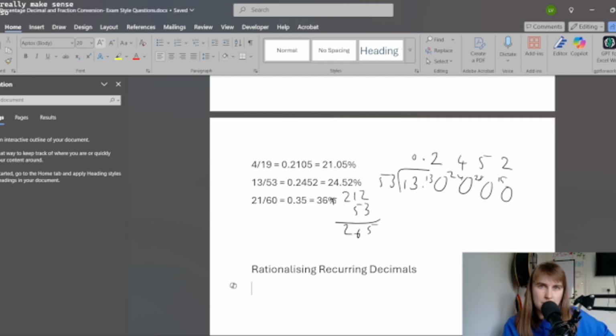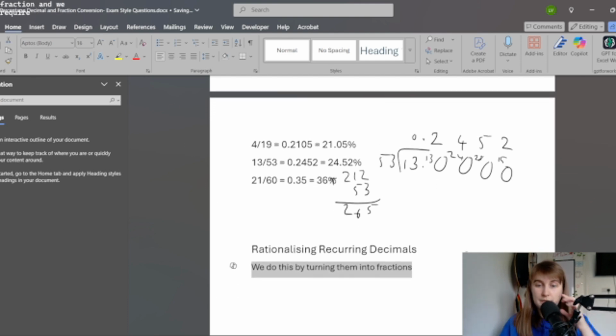So to rationalize them is to make the numbers finite and to make them integers, and we do that by turning them into fractions. If I just write that down, we could probably put it as a note. We do this by turning them into fractions. And we require a little bit of algebra to do this. So that might be a note worth writing down there.